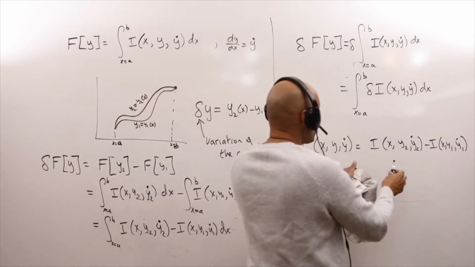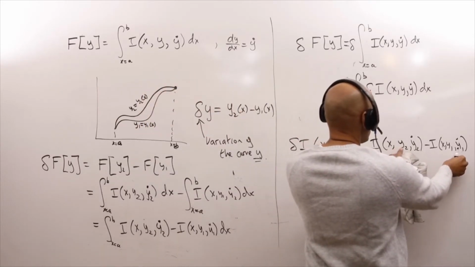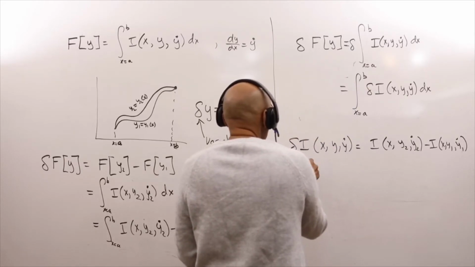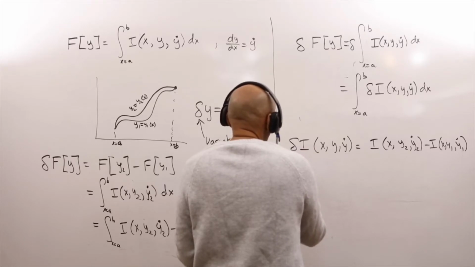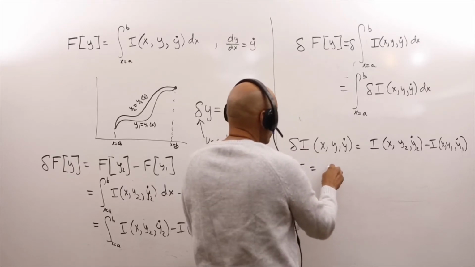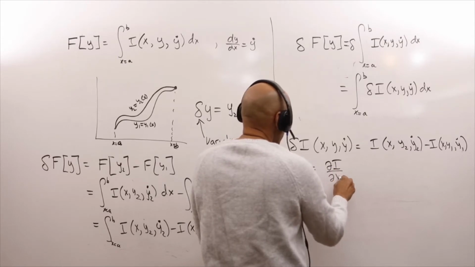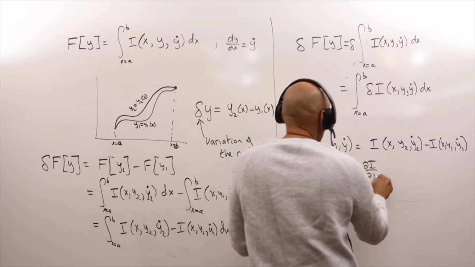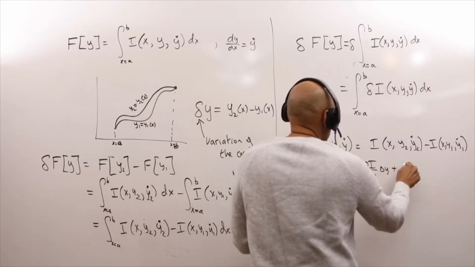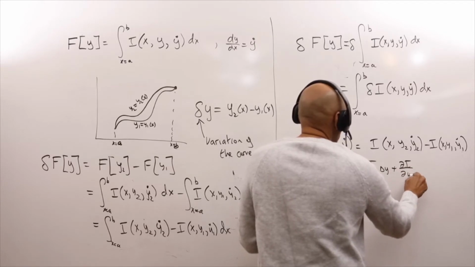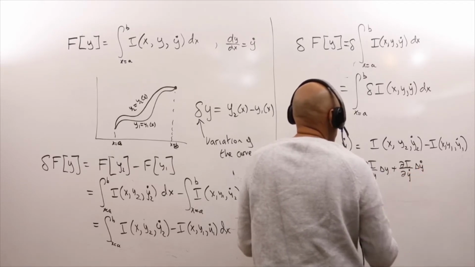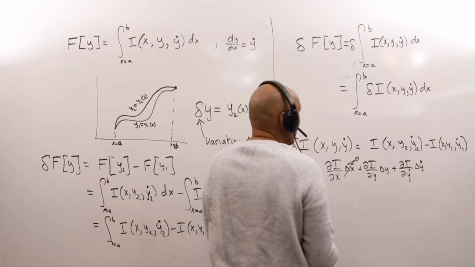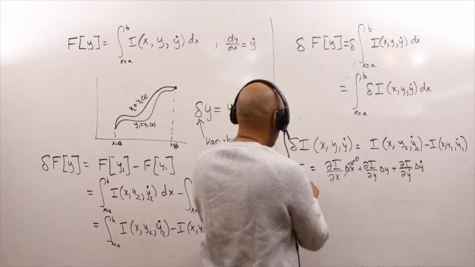But with this variation, notice the x's don't change, and we can actually do a Taylor difference expansion. So if somebody asked you what is the change in I, it is equal to the partial of I with respect to x using a chain rule, times delta x, plus the partial of I with respect to y, delta y, plus the partial of I with respect to y dot, delta y dot. And the only thing is that x doesn't really change, so this is actually 0. So this is the change in I.